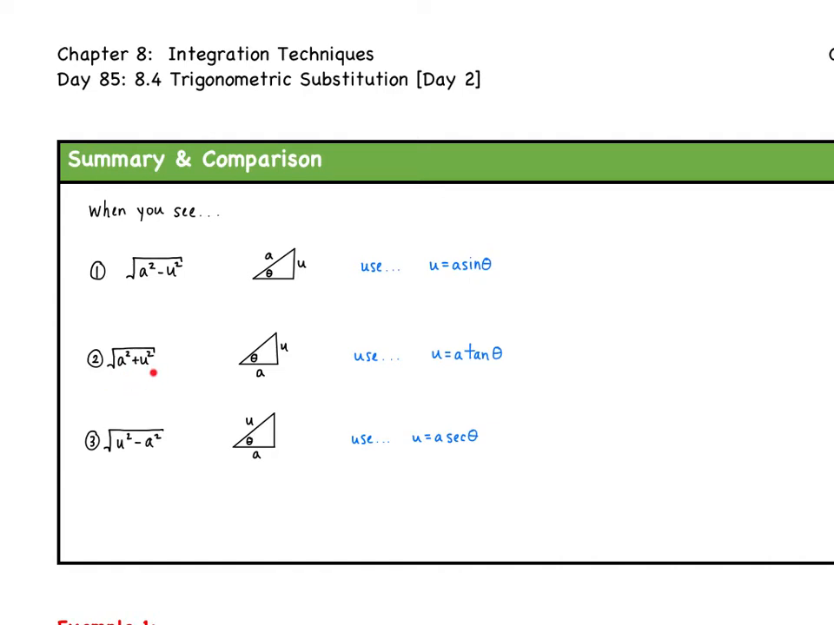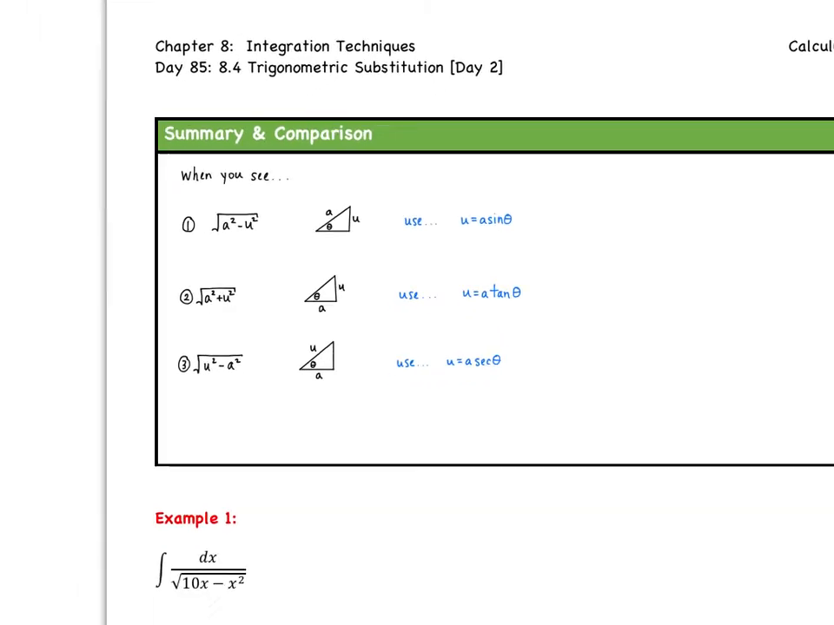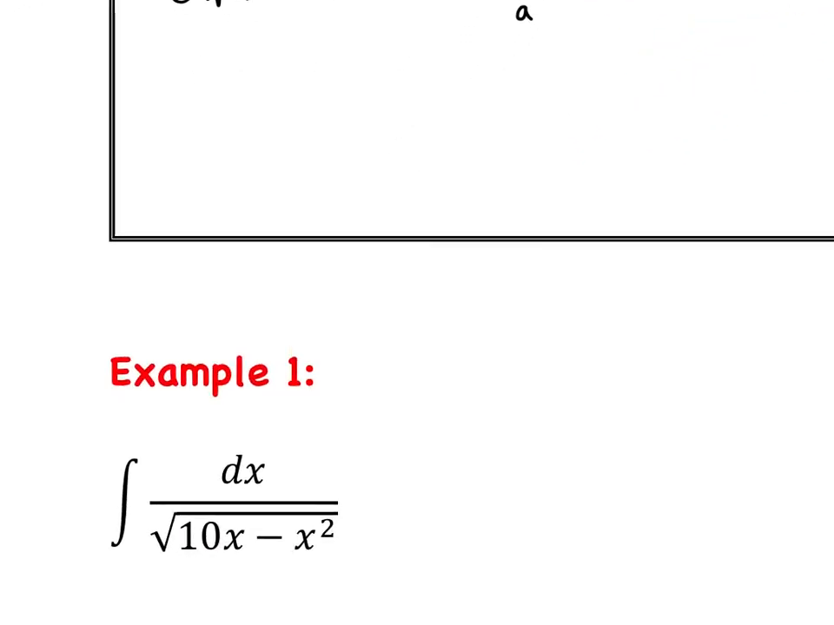Square root of a squared plus u squared, we'll use u is a times tangent of theta, and then square root of u squared minus a squared, our triangle, and we'll let u be a secant theta. All right, so we're going to go through just two examples today, working through this, and we'll see where it takes us. So let's go ahead and zoom to this first example here.